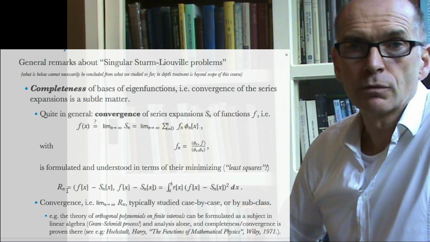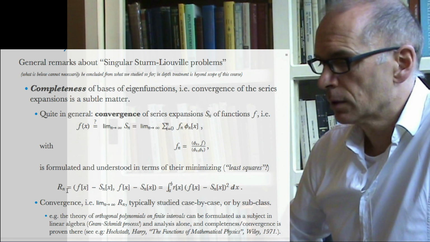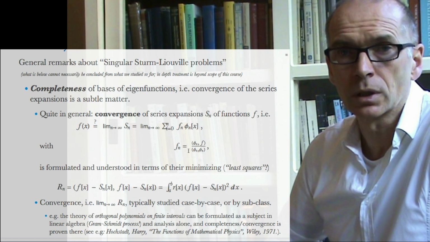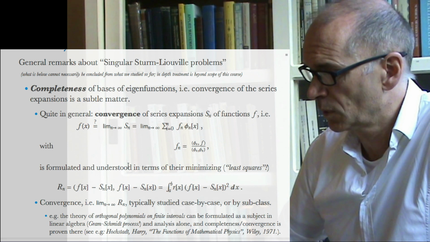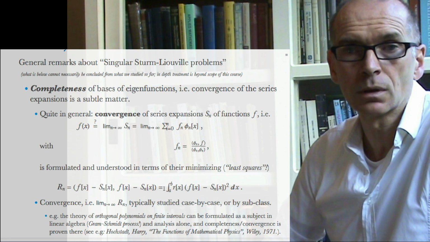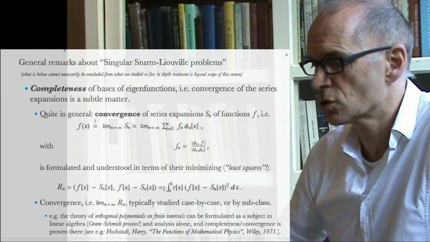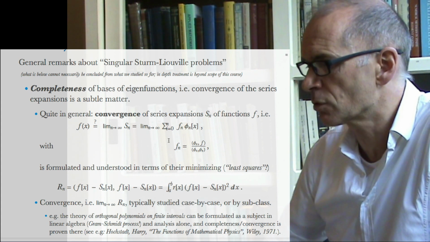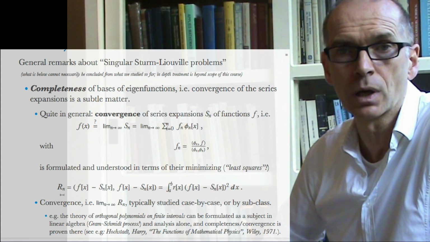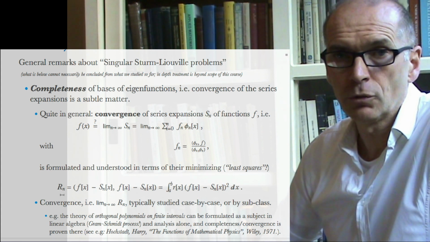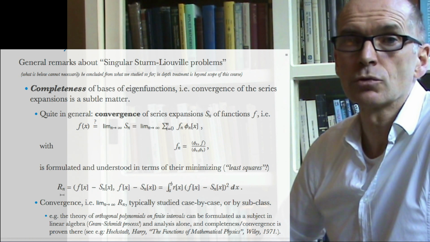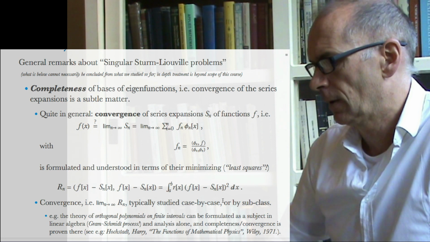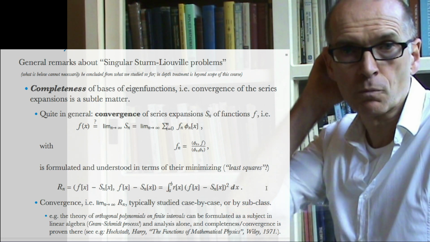And it's not so difficult to show. That is done in the textbook, by the way, that if you construct a series like this and calculate the coefficients like that, then this error is minimized. That can be easily shown. The difficulty is to show if the limit is 0. So this series minimizes this error, the square error. The subtlety is to show if that limit goes to 0. Now that has to be done on a case-by-case basis, typically, or by subclasses of problems.